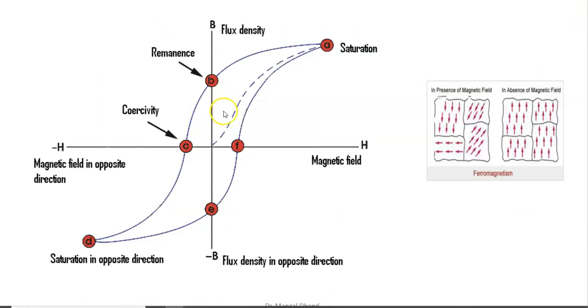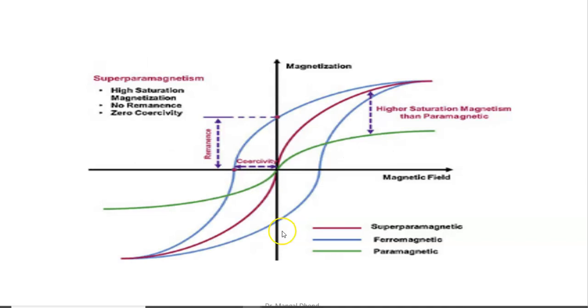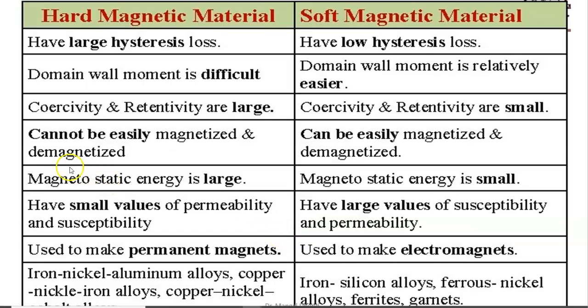So what does a small loop mean? See, again I will draw the small loop. What is the coercive force? Coercive force will be small, and remnant flux density is small. Okay, so remember this in the loop form, so you can remember the characteristics. Hard materials cannot be easily magnetized, but here they will be easily magnetized. Magnetostatic energy is large in hard material, and here it will be small.